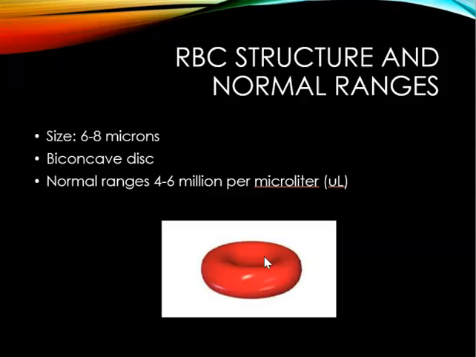The normal range for red blood cells in a human is between 4 to 6 million per microliter. So that's the target range. That's what we want to have. So if you have less than that, you're considered anemic.